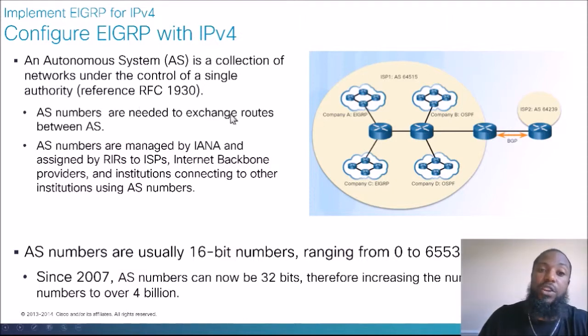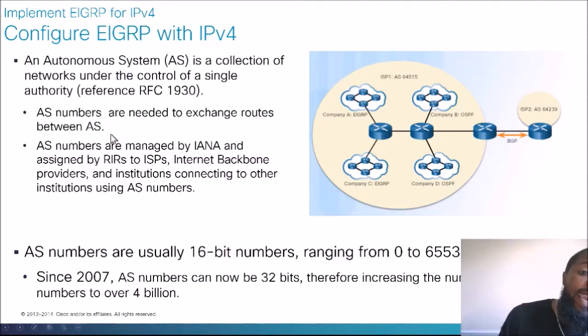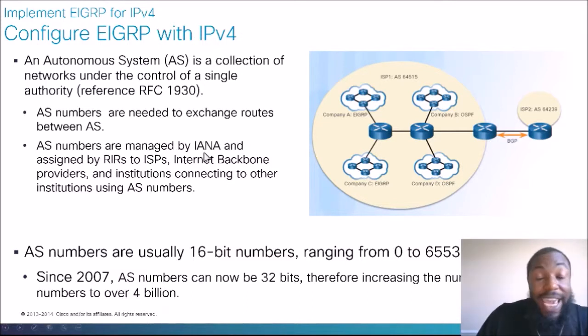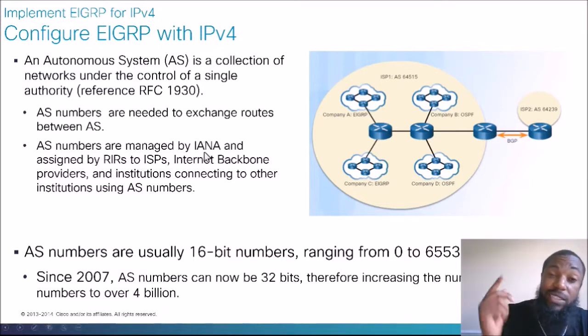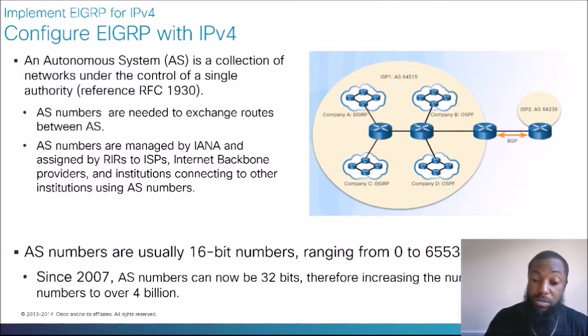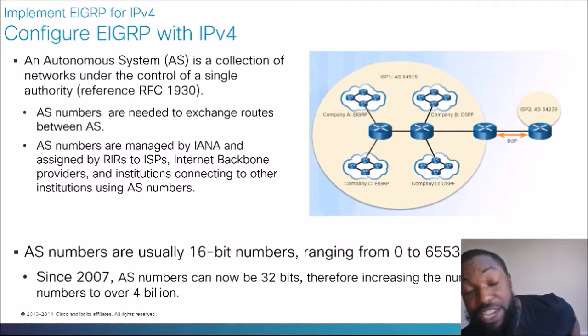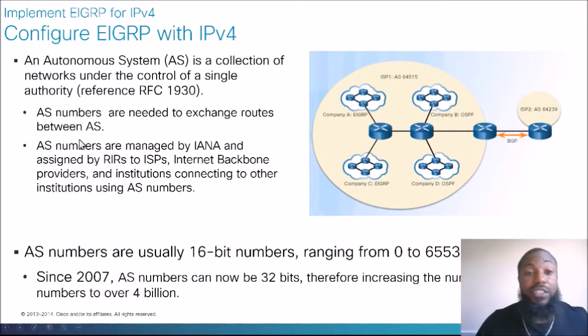So AS numbers are needed to exchange routes between ASs. Just like I said, AS numbers are managed by IANA. I'll leave a link in the description below on what that is. That's another entity that controls how the internet works and stuff like that. It's an organization, really, and they're assigned by RIRs to ISPs. RIR, I believe, is Regional Internet Registry, correct me if I'm wrong. If you know the answer to that, put it in the comments below. ISPs, you know what that is. That's an internet service provider, like if you have Bright House, Spectrum, or CenturyLink, whatever the case may be. Internet backbone providers and institutions connecting other institutions use AS numbers.